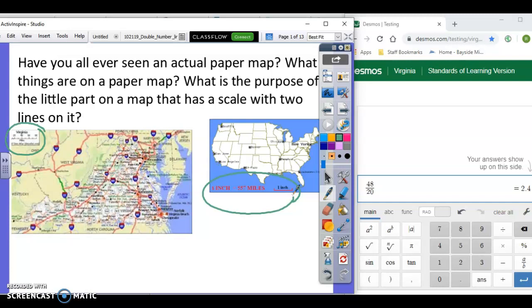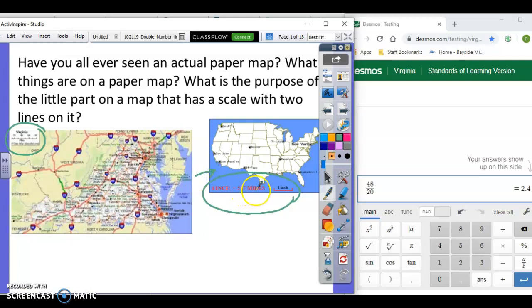All right, so what things are on a paper map? It gives you cities, roads, it gives you geographical markers like where the states end and begin, all sorts of things. The purpose of a scale is, let's take this map for instance over here.